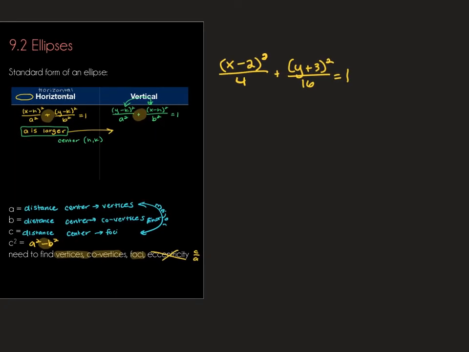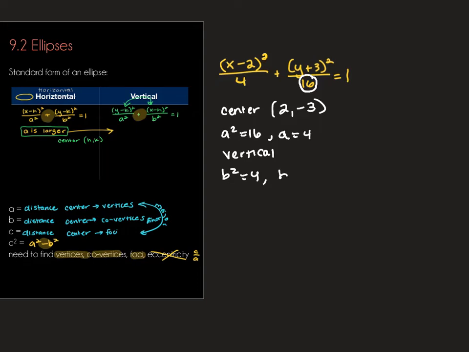Here's my equation, and it could ask you for all those pieces of information. It could ask you for the center, which is (2, negative 3). Because the larger number is underneath the y, it doesn't always have to be first. The a squared is 16, and it's underneath the y. This makes this a vertical ellipse. So a is 4. b squared is 4, so b is 2.